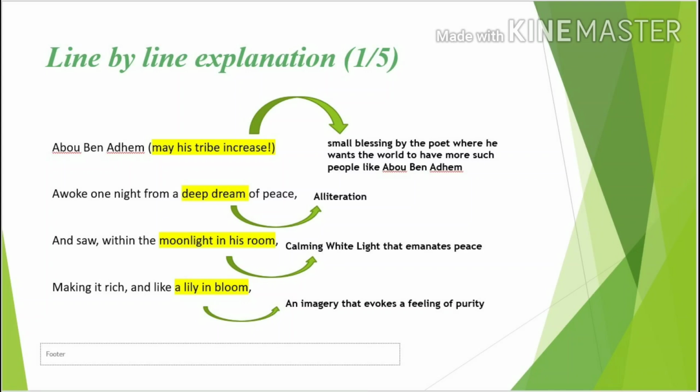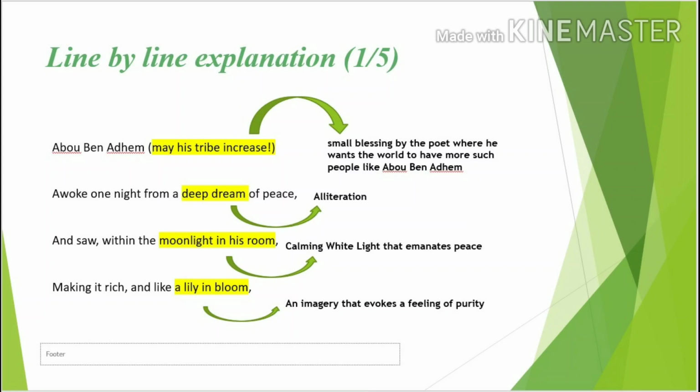He sees that the room is filled with moonlight. Now, try to understand the atmosphere and just feel the mood that the poet is trying to create. Leigh Hunt was also called the master of creation of mood and atmosphere. Now, can you understand that a mood is beginning to build up? So, the room is filled with moonlight. So, it's white and peaceful, making it rich and like a lily in bloom.